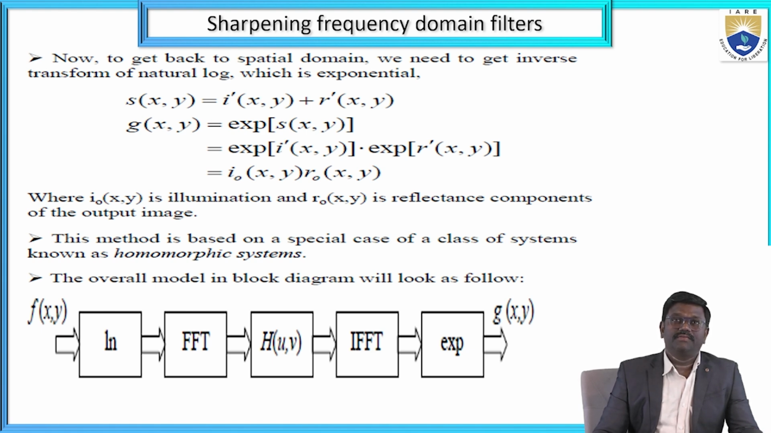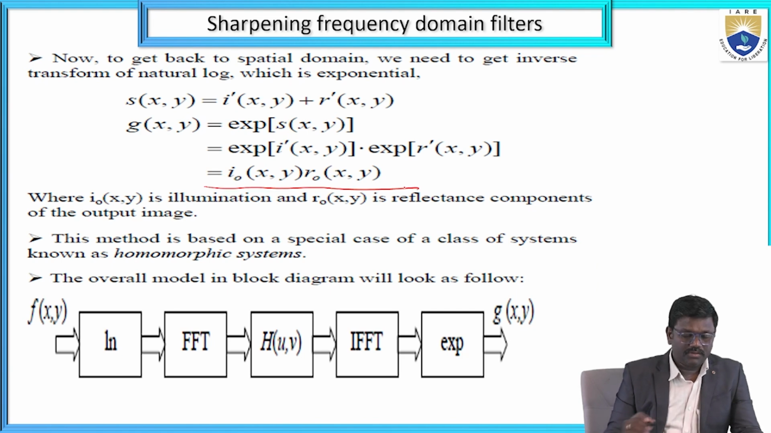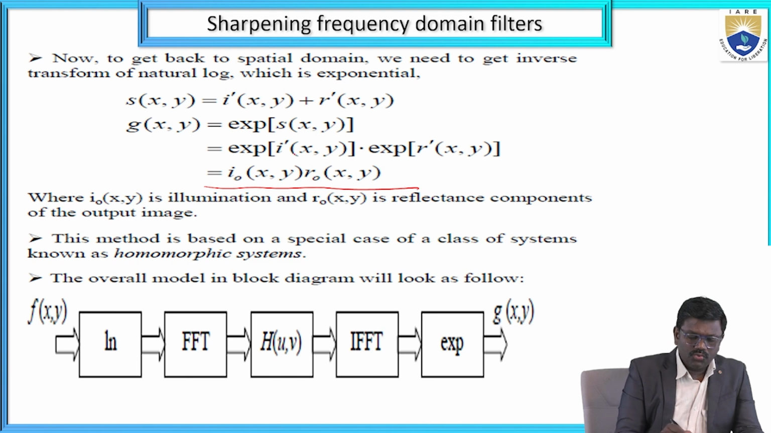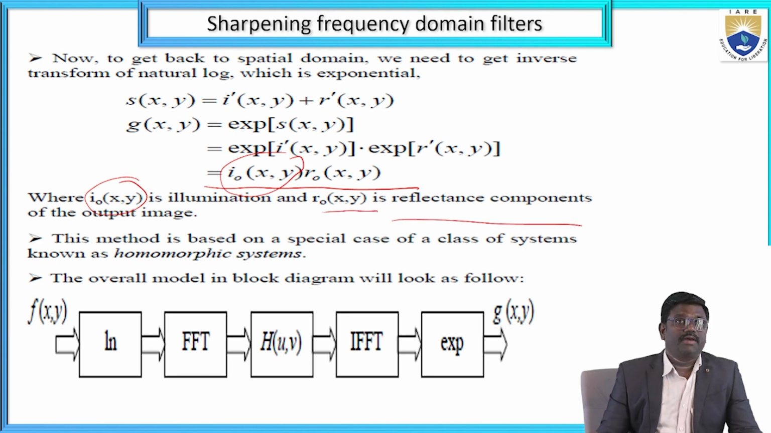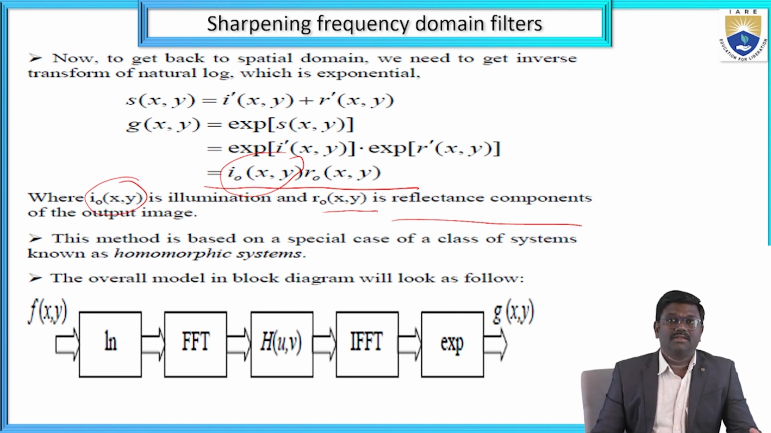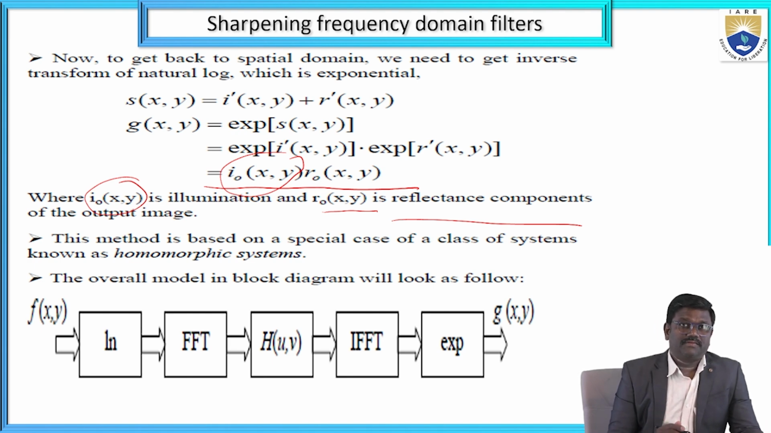g of x comma y is equal to exponential of s of x comma y. Exponential of I dash x comma y is what we are going to use in terms of your required process. Here you are applying I naught of x comma y, the illumination, and r naught of x comma y, the reflection component of the particular output of an image. Right now we are keeping to one simple method based on a special case of a class of systems, known simply as the homomorphic system.